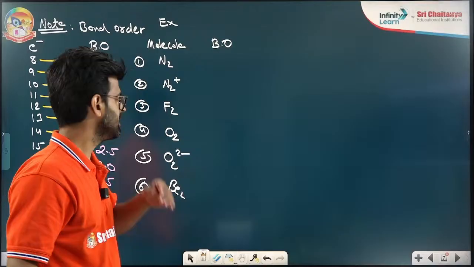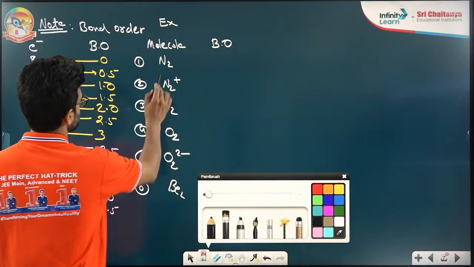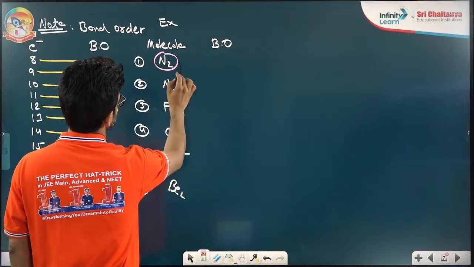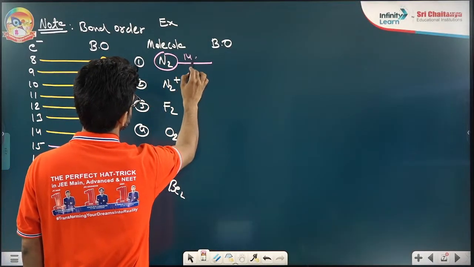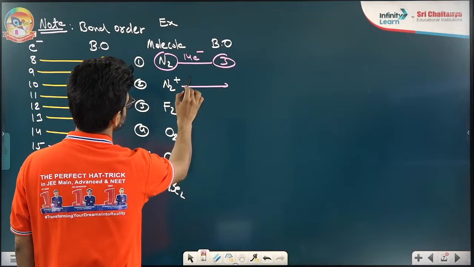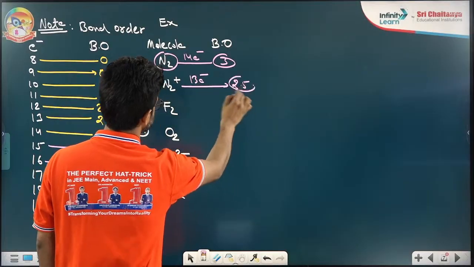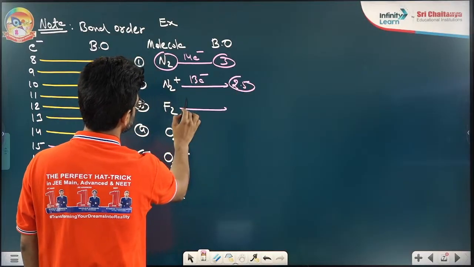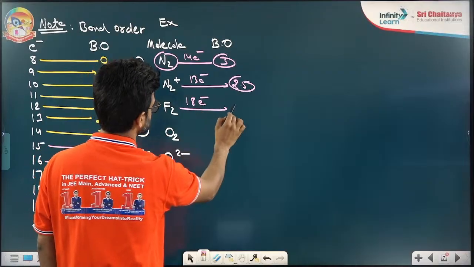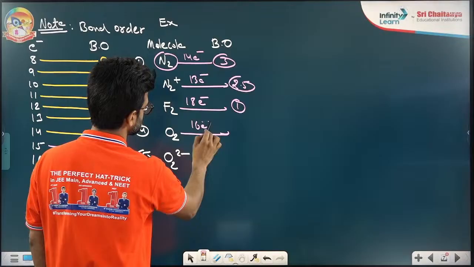Yes, very easy. N2 has how many electrons? N2 has 14 electrons, so it is very easy to give the bond order. How much? 3. N2 plus has how many? 13 electrons, so what is the bond order? 2.5. F2 has 9 and 9, 18 electrons, so bond order 1. O2 has 16 electrons, so bond order 2.